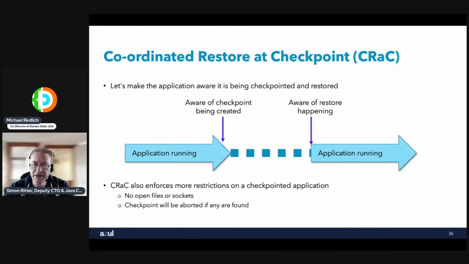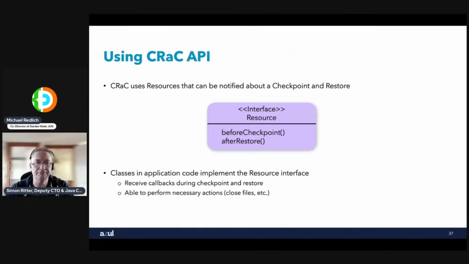So CRaC enforces some restrictions on the checkpointed application. It won't allow you to create a checkpoint if you've got any files or sockets open. It just won't allow you to do that because it's the simplest way of making sure that we do have reliable restarts of our application.